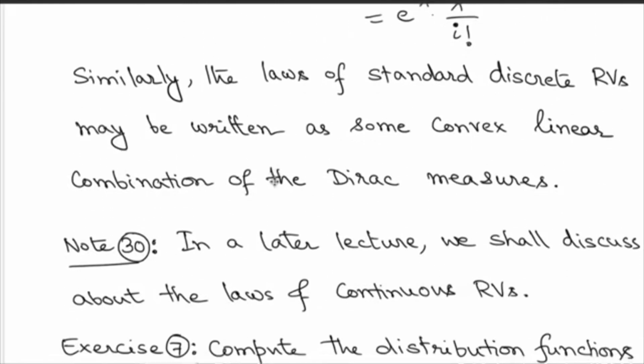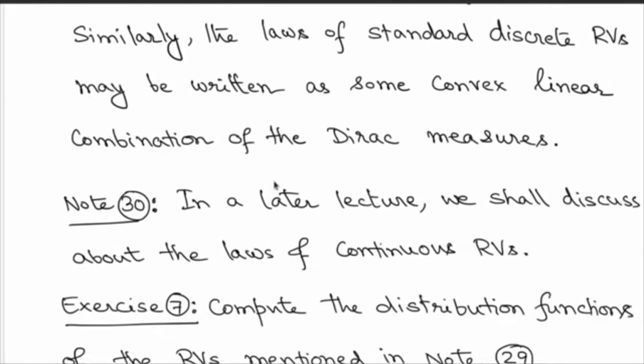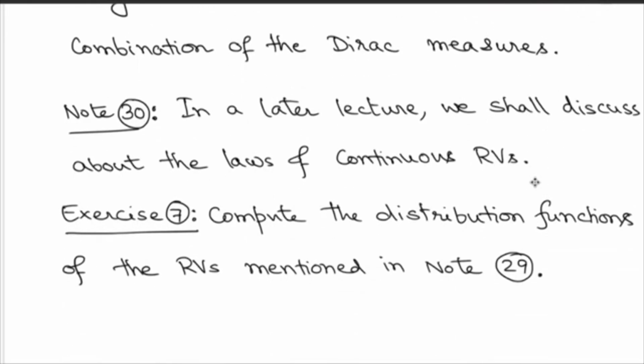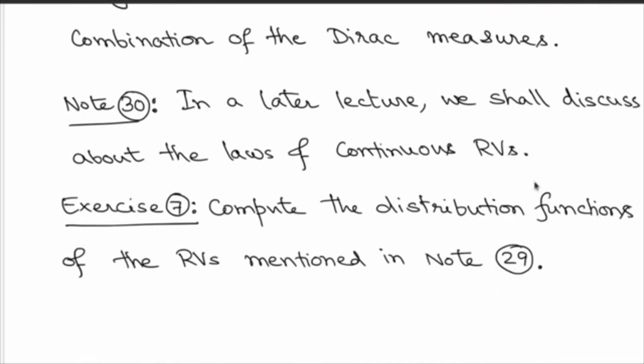Alright, so other standard discrete random variables you can still consider, and you just have to identify the appropriate jump values or the jump sizes, and you can write down the corresponding linear combination in terms of the Dirac masses. But just to repeat this comment from the previous lecture, we are yet to discuss continuous random variables, and we will come back to this in week 8.